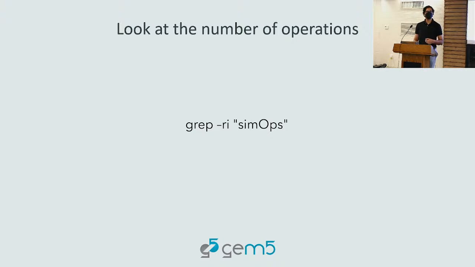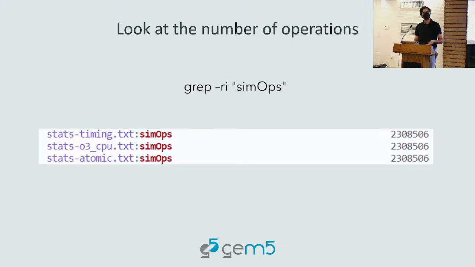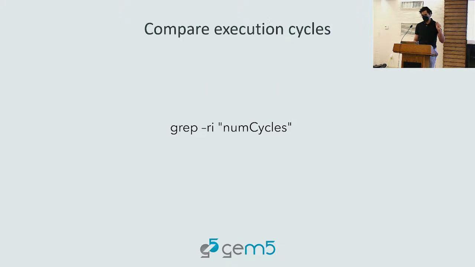Same, right? Because this is just the actual operations that got executed. Doesn't matter what kind of CPU it is. It's the same program that got executed, right? So exactly, it should be the same operation. Cycles, the number of cycles in the gem5 stats, is basically how many cycles gem5 is telling you that this program will take on the CPU that is being modeled.